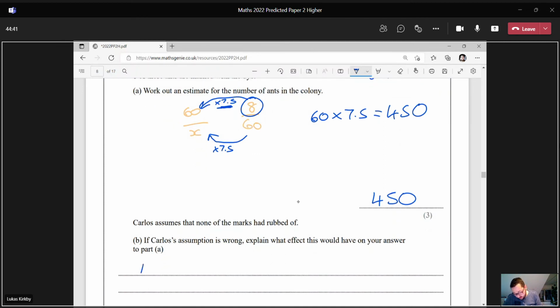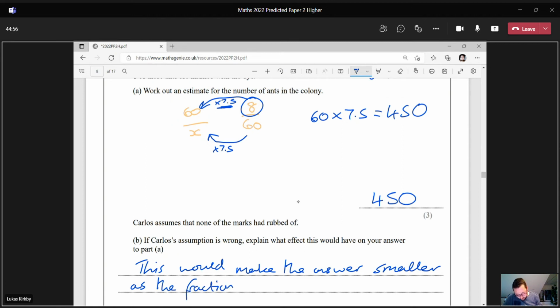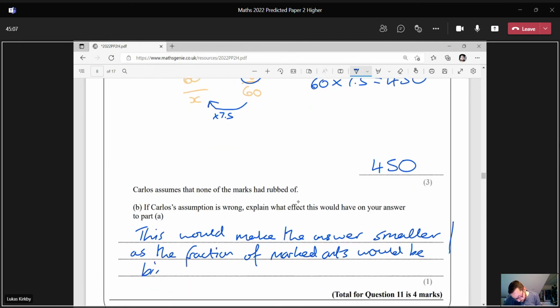So this would make the answer smaller, as the fraction of marked ants would be bigger. Oops. Okay.